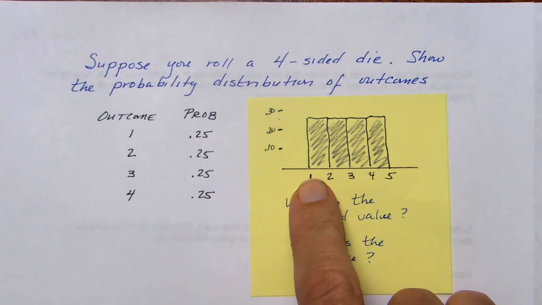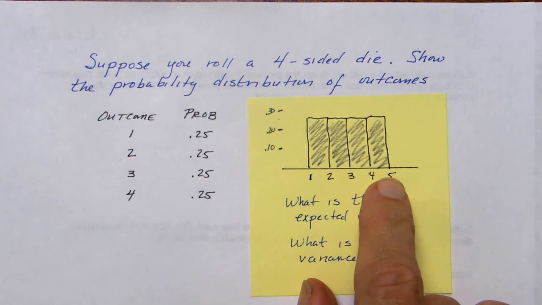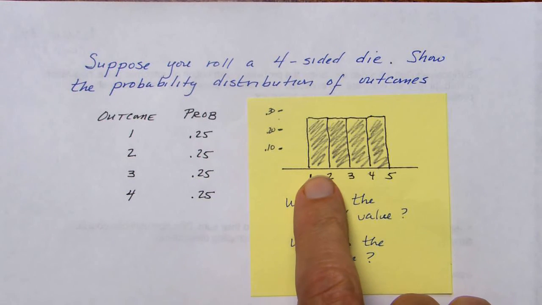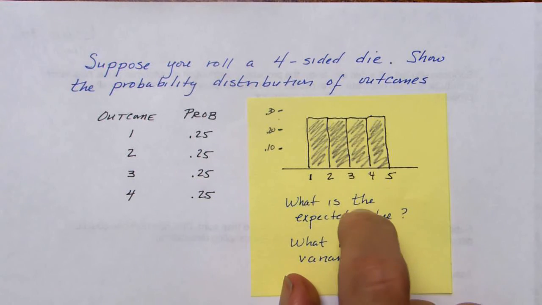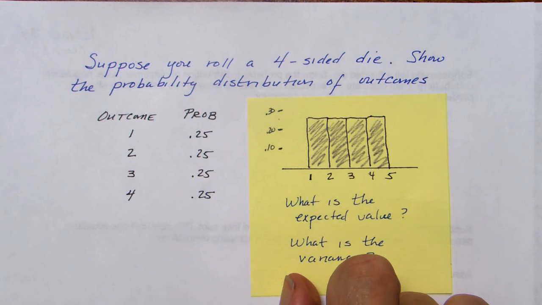Now, building on that, we can picture this. We'd have a bar graph or a histogram, if you will, where here are the outcomes, all the ones are here, all the twos, all the threes, all the fours, and they all happen about 25% of the time in the long run.